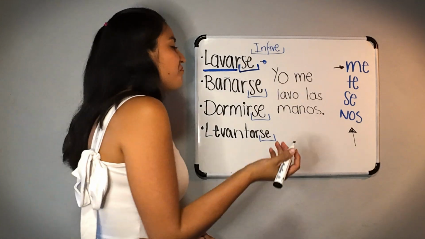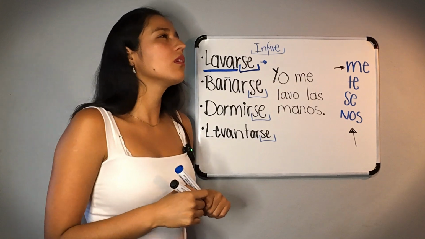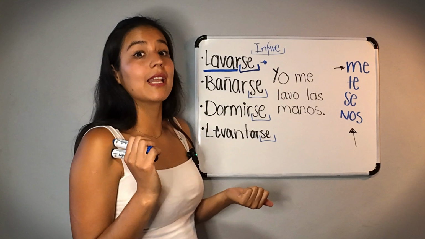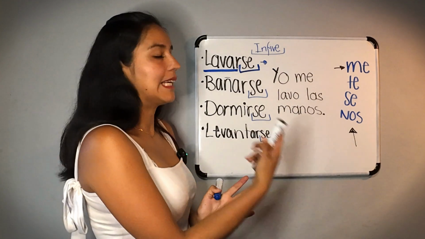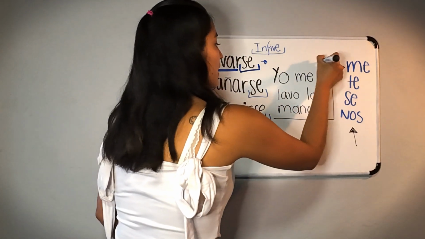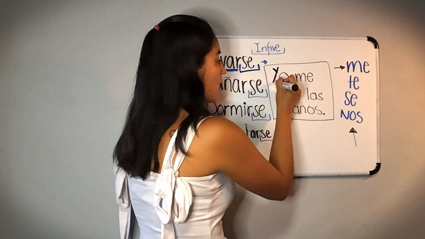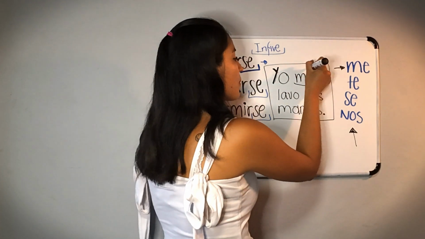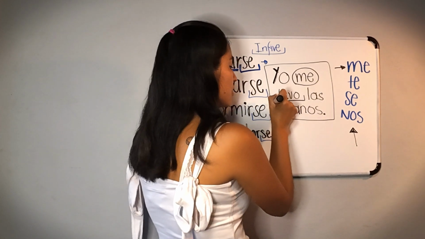So, if you are still not sure and you want to say, oh, I wash my hands, you can think, okay, well, I'm doing the action and I'm also receiving the action, or a part of my body is receiving the action. So that sounds like it can be reflexive. Yeah, it can be reflexive, okay? So, I'm going to explain this to you. First, there always has to be the pronoun. After the pronoun has to be the reflexive verb, like we can see here, me. And then it's going to be the conjugation, okay?